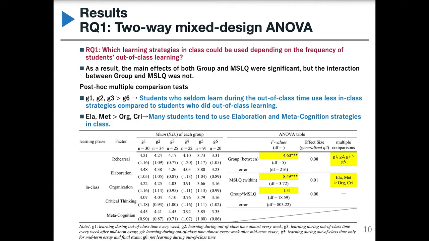In terms of group, the results showed that G6 was significantly smaller than G1, G2, and G3. This indicates that students who seldom learn during the out-of-class time use fewer in-class strategies compared to students who did out-of-class learning. Among in-class learning strategies, the results showed that elaboration was higher than organization and critical thinking, while metacognition was also higher than organization and critical thinking. These results suggest that many students tend to use elaboration and metacognition strategies in class.